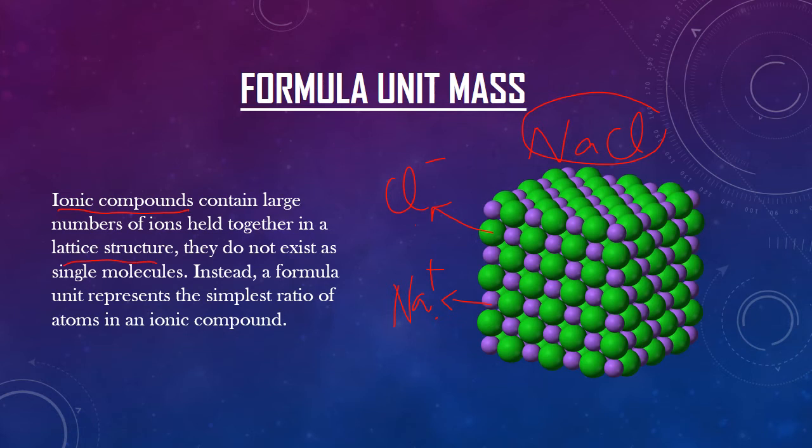So what we do is we take the simplest ratio of the ions, and we take it as the formula. So formula of NaCl, we cannot count all the Na plus ions, we cannot count all the Cl minus ions to write the exact formula. So what we do is we take the simplest ratio between these two ions, between Na plus and Cl minus ions, and that becomes our formula for the compound. That's why it is referred to as formula unit.